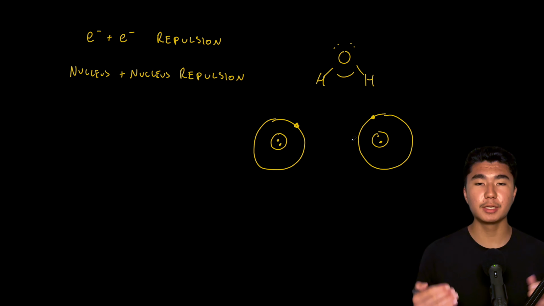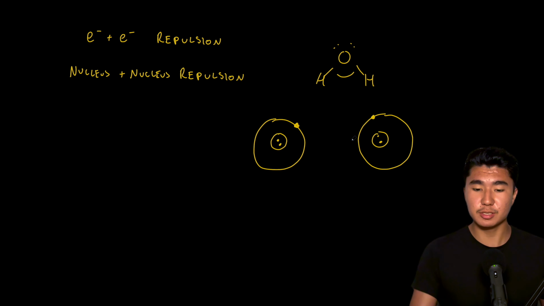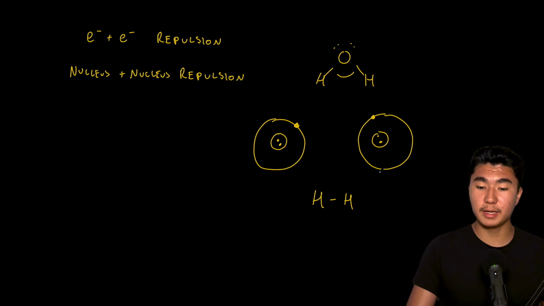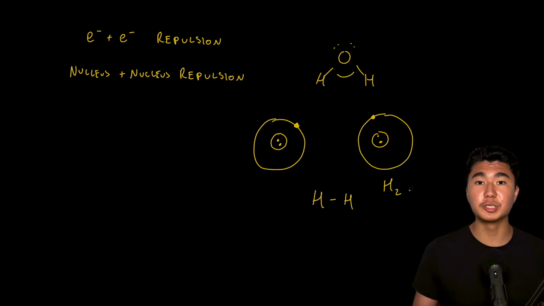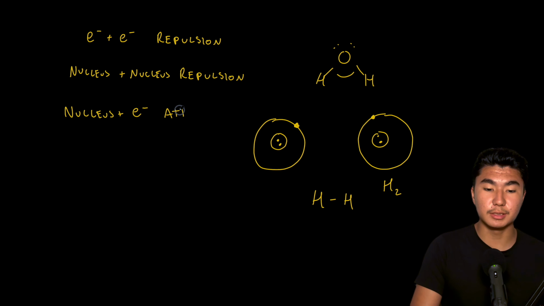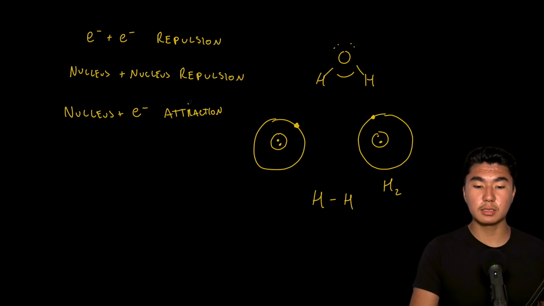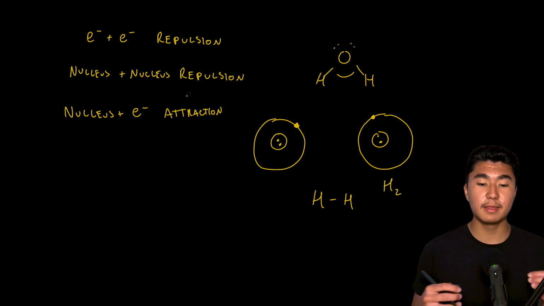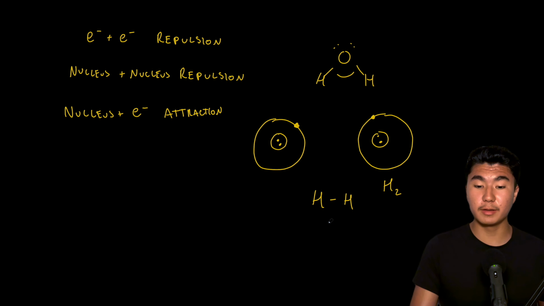Now you might be wondering, well, what creates that attractive force that actually creates a covalent bond between, let's say, both hydrogens, creating this H2 or hydrogen gas? Well, that is going to be our nucleus-electron attraction. And this is the nucleus-electron attraction force that actually results in this covalent bond.